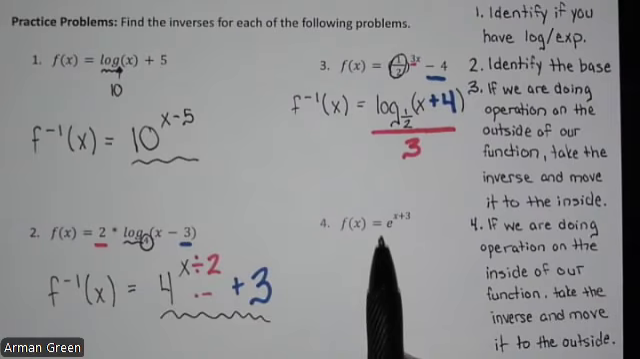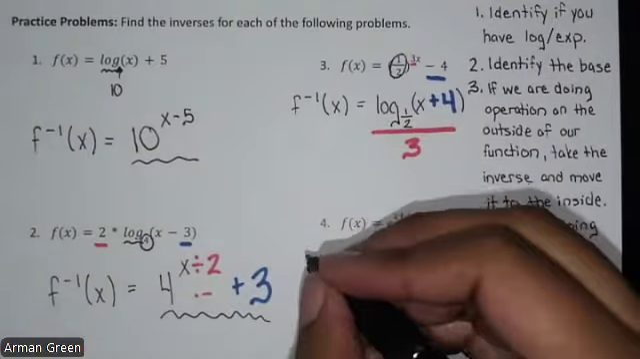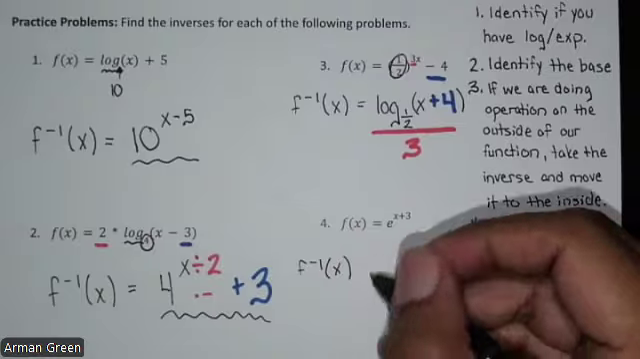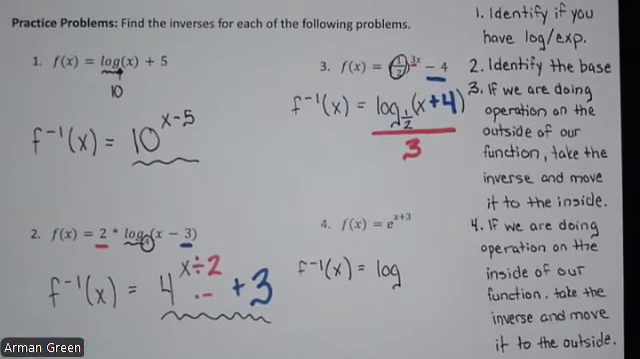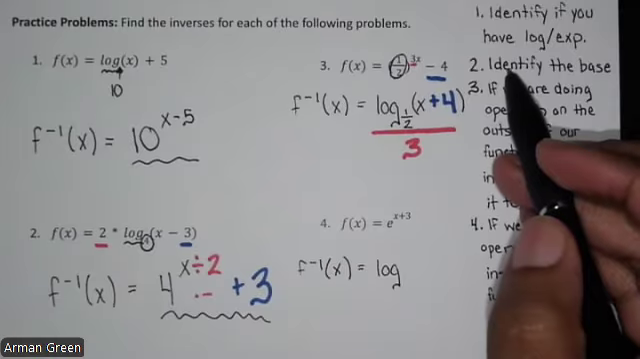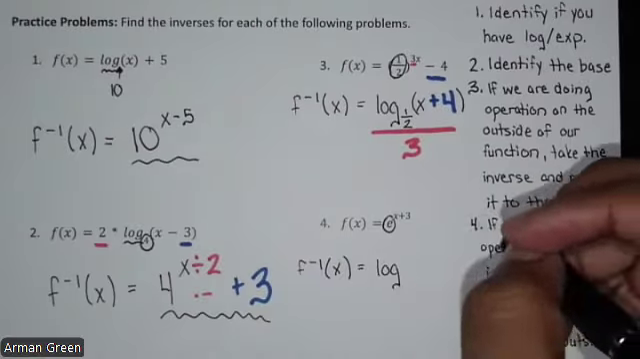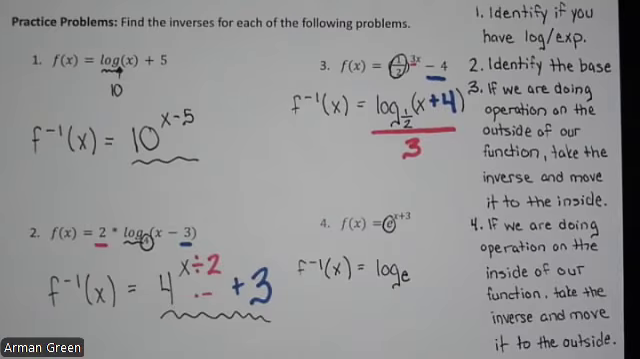Step 1, what type of function do we have here? You should have said that we have an exponential. So that means that for our inverse, we're going to have to write this as a logarithm. Now, second step, identify the base. In this case, your base is e. So we're going to write here e.